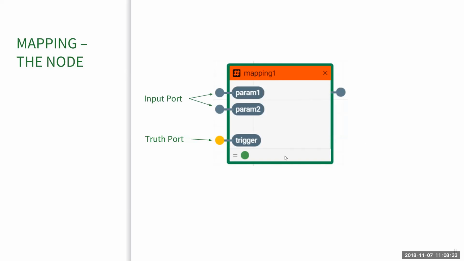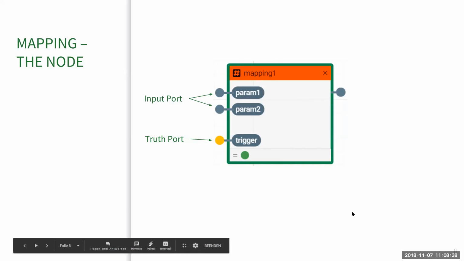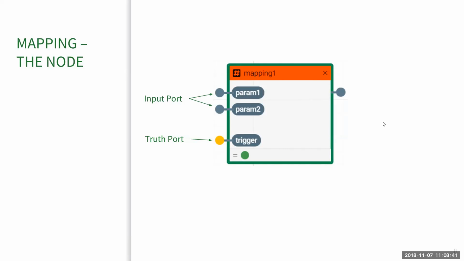Then we have input ports. These little balls here are called ports. The input ports are used to put the data into this mapping node. For example, you could input two numbers here as parameter 1 and parameter 2, add up these two numbers and put out the result with this output port into another mapping node or into a variable that can be used in the text.